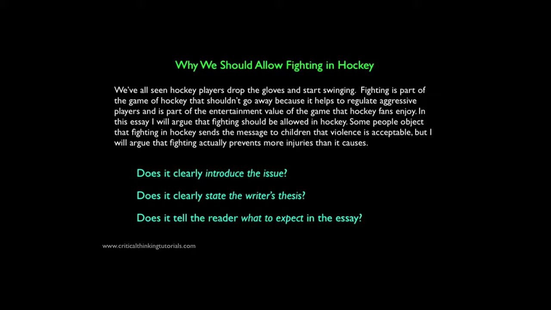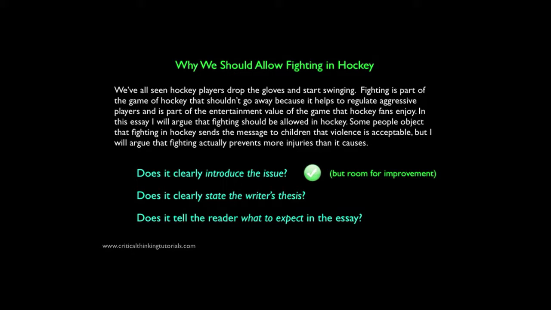Does it clearly introduce the issue? Is there a clear thesis statement? Does it tell the reader what to expect in the remainder of the essay? This introduction actually does a pretty good job on all three counts. It's clear that the issue is about the ethics of fighting in hockey. Mind you, there's still some room for clarification.